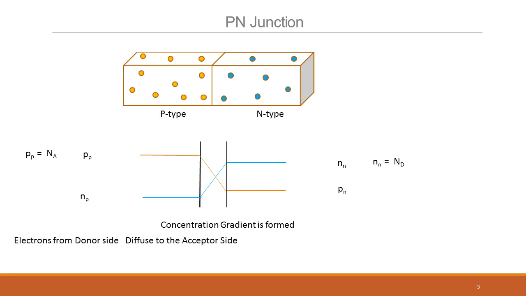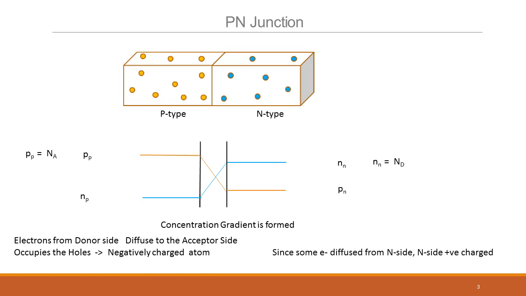Electrons from the donor side diffuse to the acceptor side and occupy the holes, creating a negatively charged atom. Once an acceptor atom accepts an electron, it becomes negatively charged because it has one electron more. Since some electrons diffused away, the n side becomes positively charged because one electron has moved away from here.